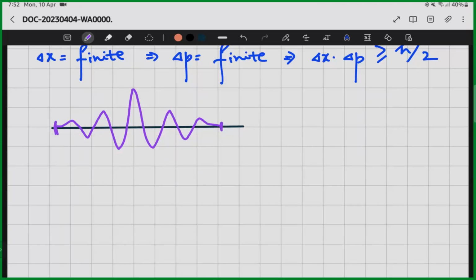This is the del x. If it is a classical particle, then this is the position of that particle, the coordinate. There is no uncertainty, del x is 0. But we are not considering the classical particle, because for a classical particle there is no uncertainty relation. It can have 0 uncertainty in both position and momentum simultaneously. We are considering the matter wave. This is a particle, but it has some wave nature. That's why we have drawn it like this.